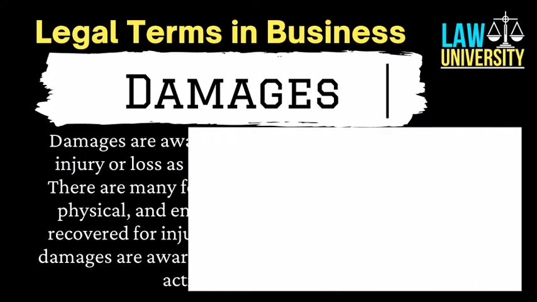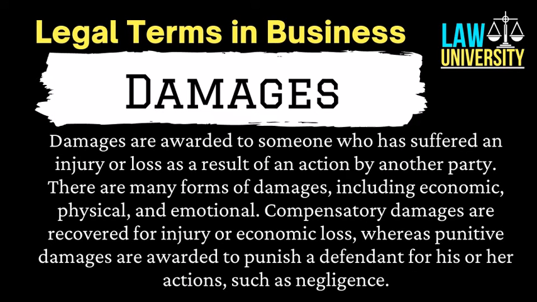Damages. Damages are awarded to someone who has suffered an injury or loss as a result of an action by another party. There are many forms of damages, including economic, physical, and emotional. Compensatory damages are recovered for injury or economic loss, whereas punitive damages are awarded to punish a defendant for his or her actions, such as negligence.